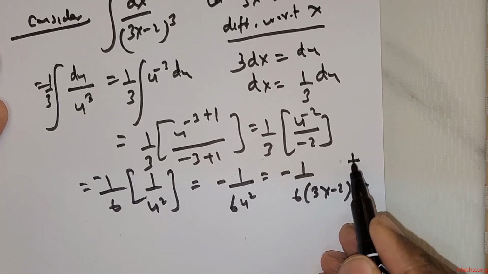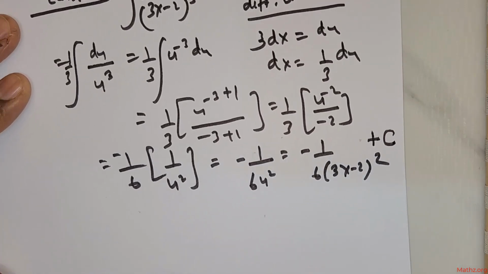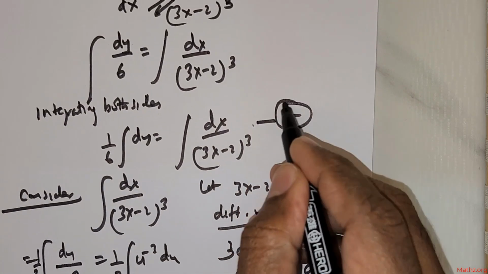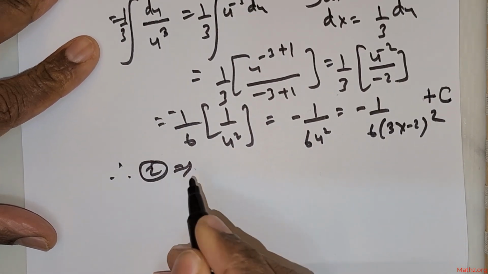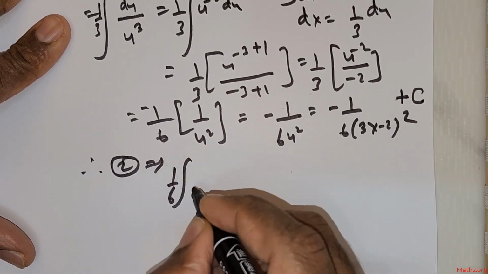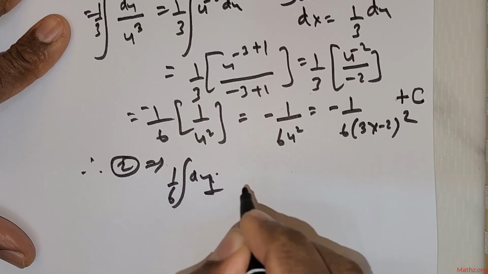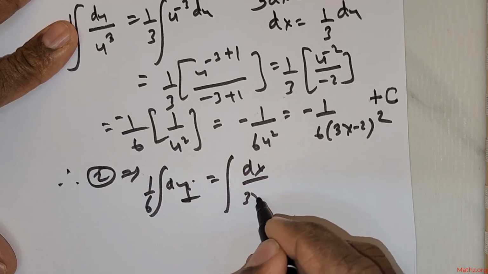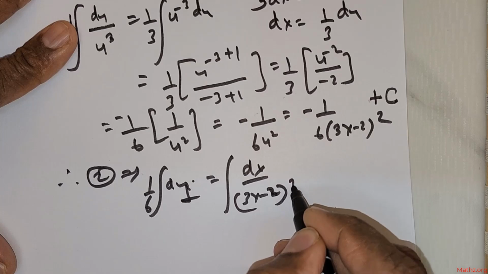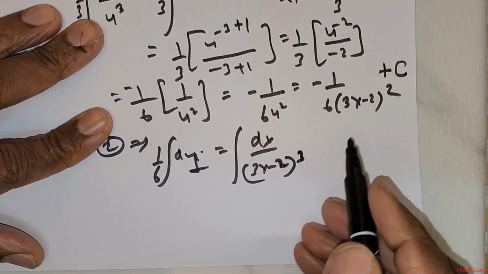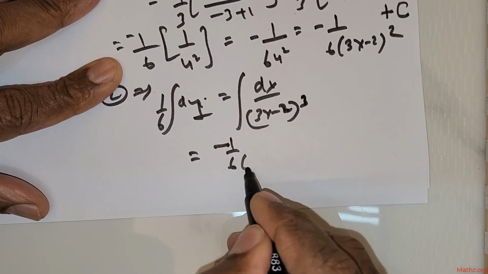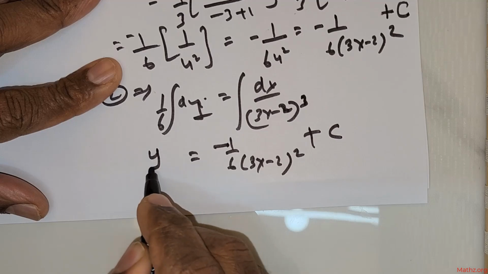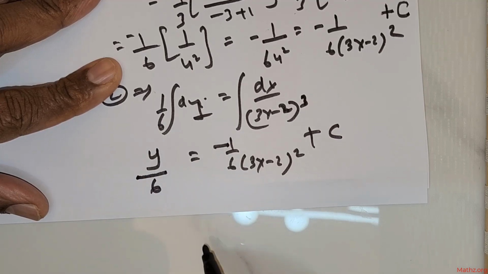Now, since we are dealing with indefinite integrals, you need to have the arbitrary constant c. Now on the left hand side, probably I will take this as say sum 2. Therefore 2 is rewritten as integral 1 over 6 times dy is equal to integral dx over (3x - 2) raised to the power of 3. But you have integrated this. So this is equal to negative 1 over 6 times (3x - 2) raised to the power of 2 plus c. Now if you were to integrate this, you get y over 6.